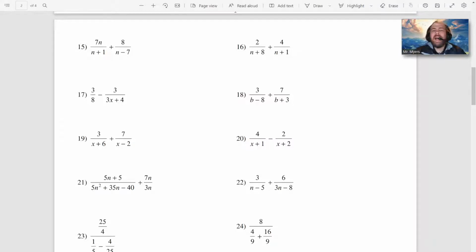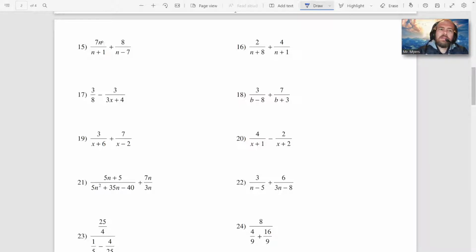This is the second half of adding and subtracting rational expressions. So, jumping right back in where we left off at number 15. If you haven't seen the first half, go check out that first because I go a little bit slower at the beginning talking about some of the things that I'm going to do right now.